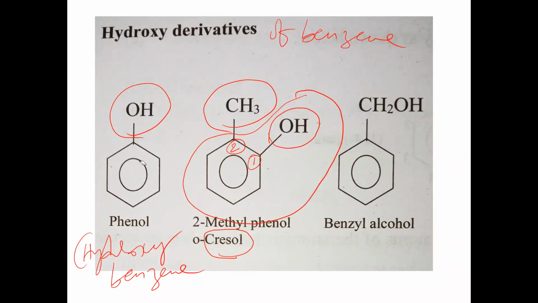One CH3 on the benzene ring is toluene. One methyl group on the benzene ring is what? Toluene. Like that.